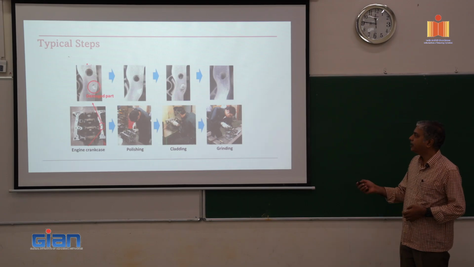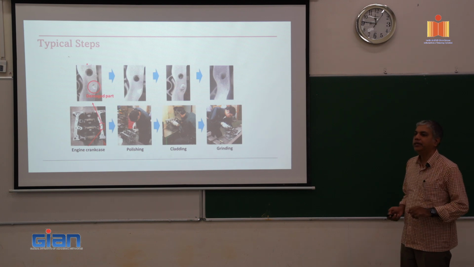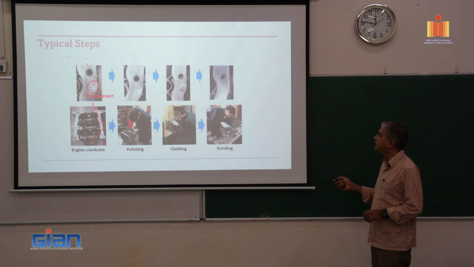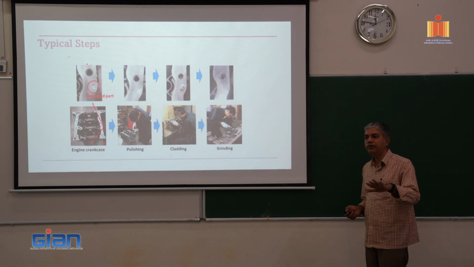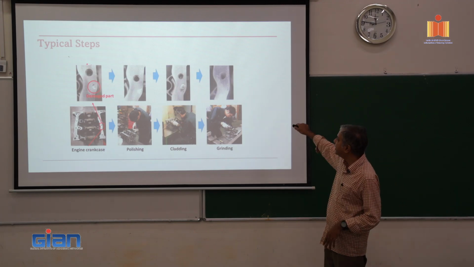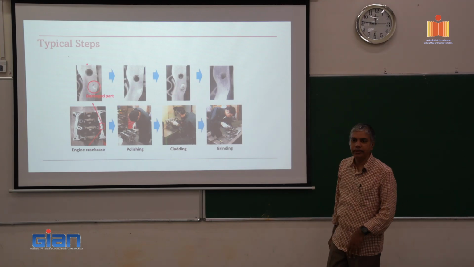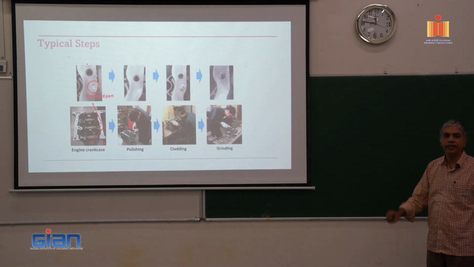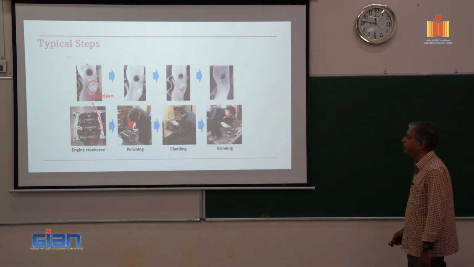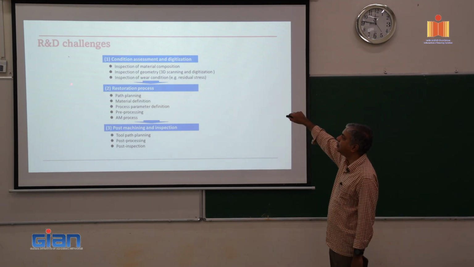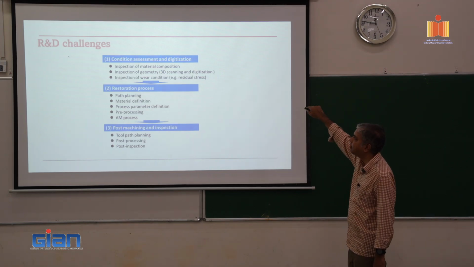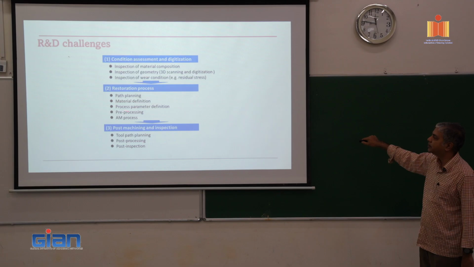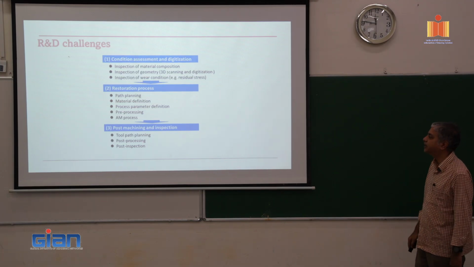Then what you do, you clad the material in a selective manner. For example, you see here, you have added the material, and then you do the finishing operations, etc., and finally you have the component which is repaired. Such applications are where additive manufacturing, DED, etc., is ideally useful. So this is typically the process: you have the digitization, then the restoration, and then the post inspection, etc.